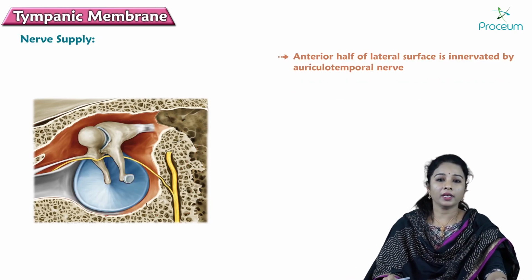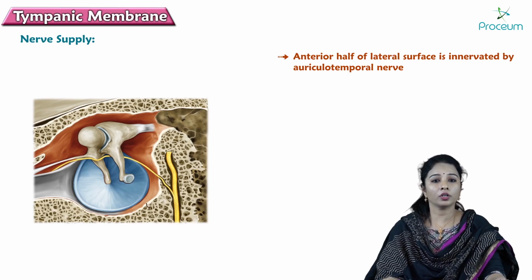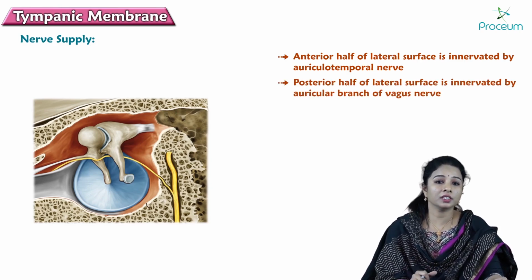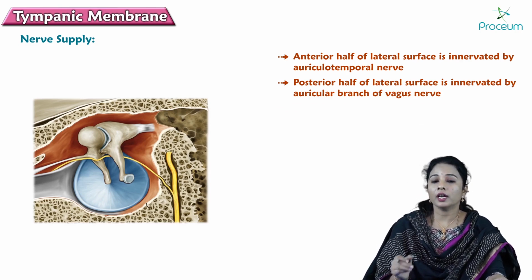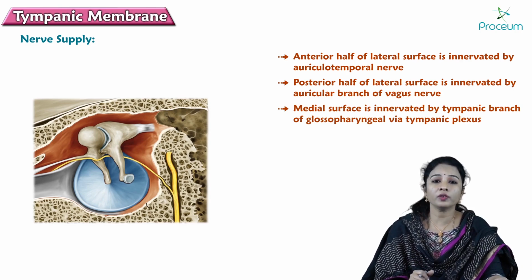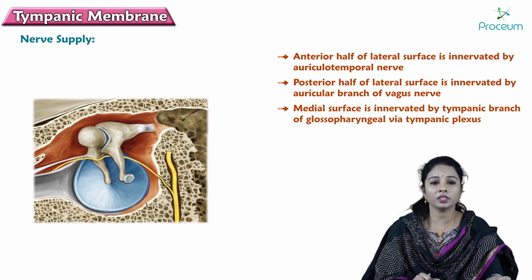So the nerve supply: the anterior half of the lateral surface is innervated by the auriculotemporal nerve, and posterior half of the lateral surface is innervated by auricular branch of vagus nerve, and medial half is innervated by the branch of glossopharyngeal nerve via tympanic plexus. So that is about the nerve supply.